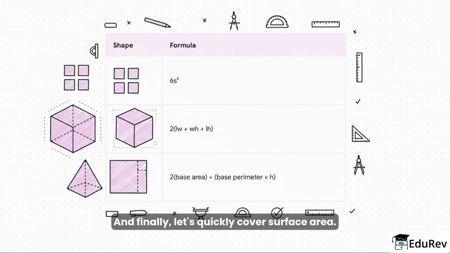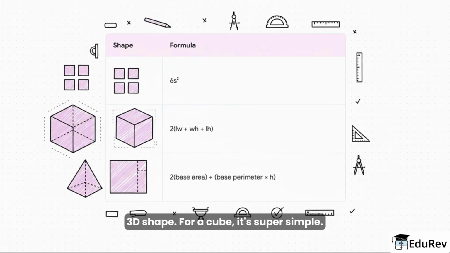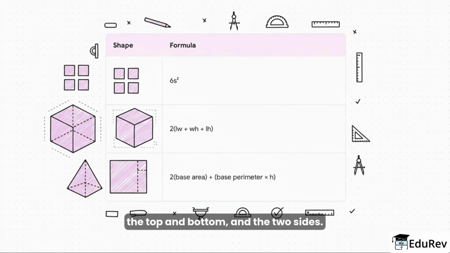And finally, let's quickly cover surface area. Just think of it like the amount of wrapping paper you'd need to cover a 3D shape. For a cube, it's super simple. You find the area of one square face, which is s squared, and multiply it by 6, because there are 6 faces. The cuboid formula might look a little scary, but it's not. It's just adding up the areas of the front and back, the top and bottom, and the 2 sides. And with that, your 3D toolkit is officially complete.